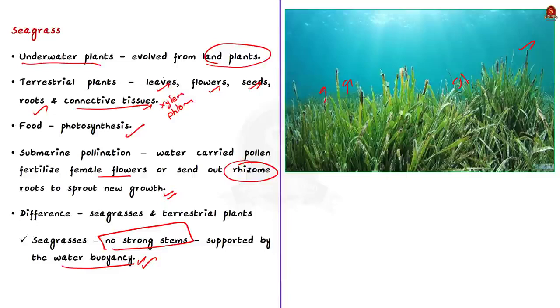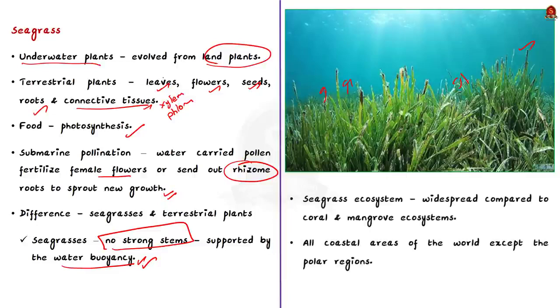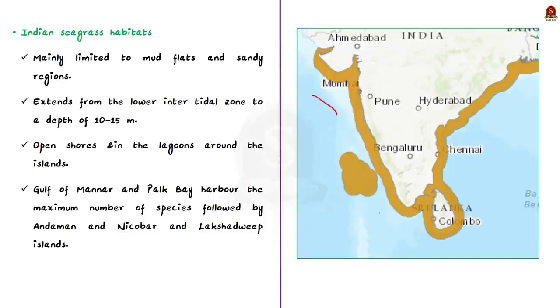Know that the seagrass ecosystem is one of the most widespread coastal vegetation types when compared to coral and mangrove ecosystems. They occur in all the coastal areas around the world except the polar region. Now just have a look at this map which shows the seagrass spread in India.